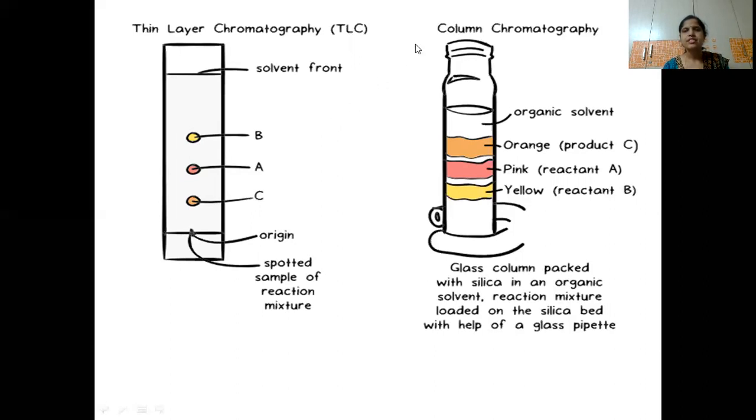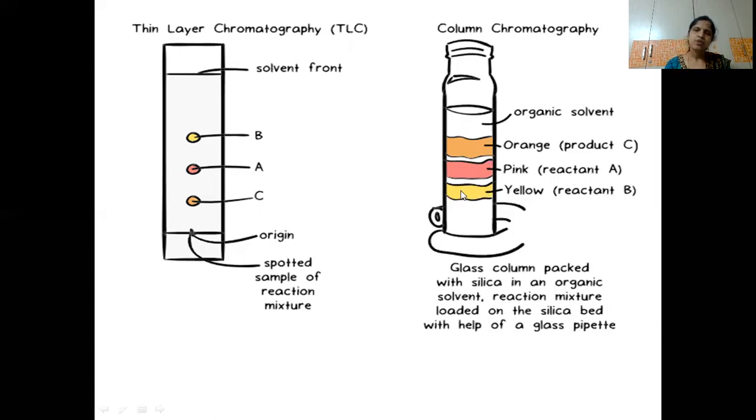Whereas in column chromatography, we load the sample here, at the top of the column, and then the solvent is run down from the top. When the solvent runs down, as I said, it interacts with the sample, and based on the solubility of the components in the mobile phase, the separation takes place.